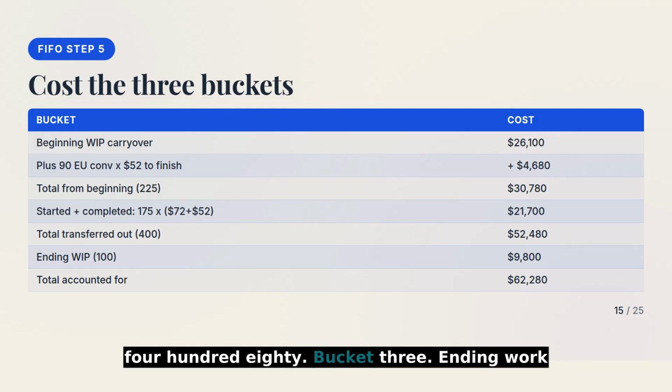52,480. Bucket 3. Ending work in process. 100 units at 72 materials plus 50 units at 52 conversion equals 9,800. The 3 add to 62,280.